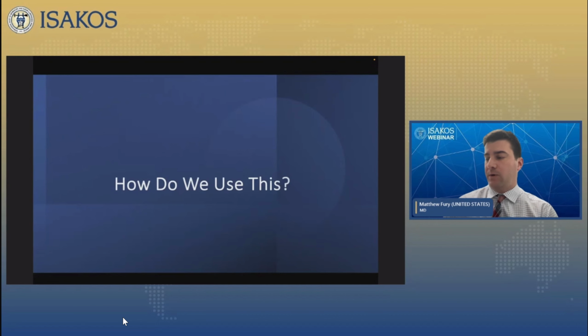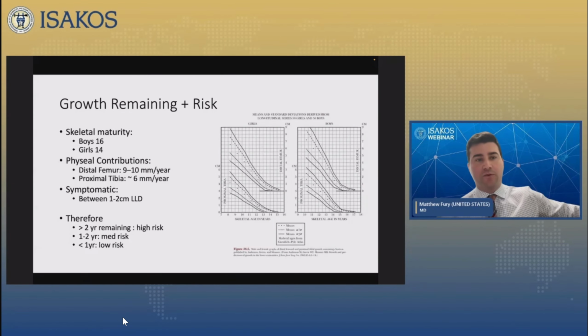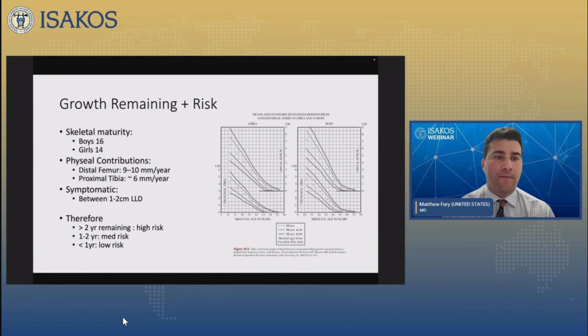So how do we use this information? The key is really understanding how much growth is remaining and how that relates to a patient and their risk of growth disturbance. So what we know now is that skeletal maturity tends to occur in boys around 16, girls around 14, and each year the distal femur contributes about 9 to 10 millimeters per year of longitudinal growth. Proximal tibia contributes about 6 millimeters a year, and the majority of our patients that become symptomatic occur somewhere between 1 to 2 centimeters of leg length discrepancy.